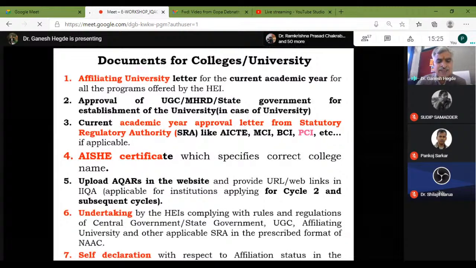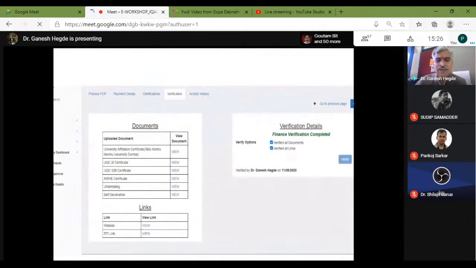Along with that, there is a computer IP address. You will be submitting the documents to NAAC, and the IP address of the computer which you will be using for updating should also be given to NAAC. Now, while approving, NAAC will be looking into the affiliation, the 12B certificate, the AISHE certificate, the undertaking as well as the self-declaration. The institution should also give the website of the institution, and an RTI link should also be given.